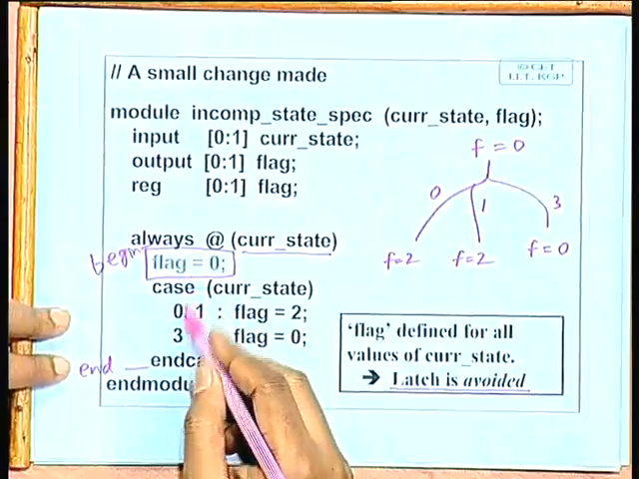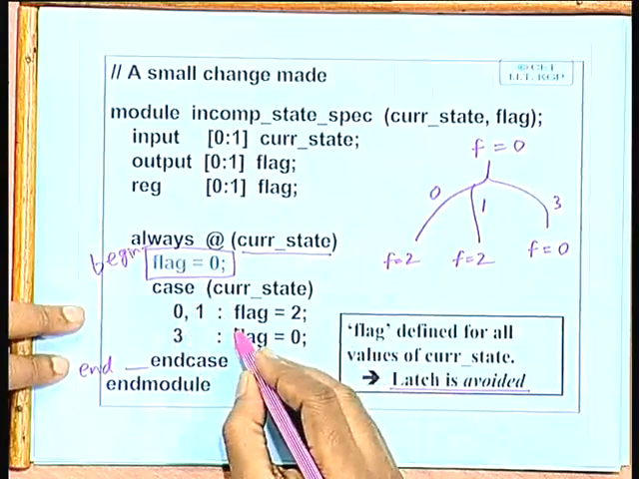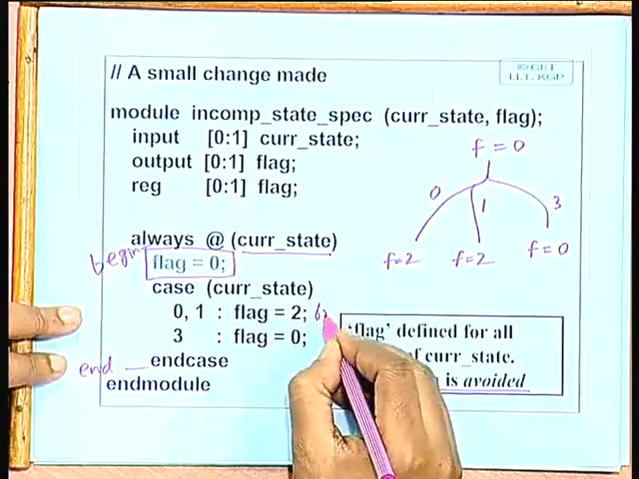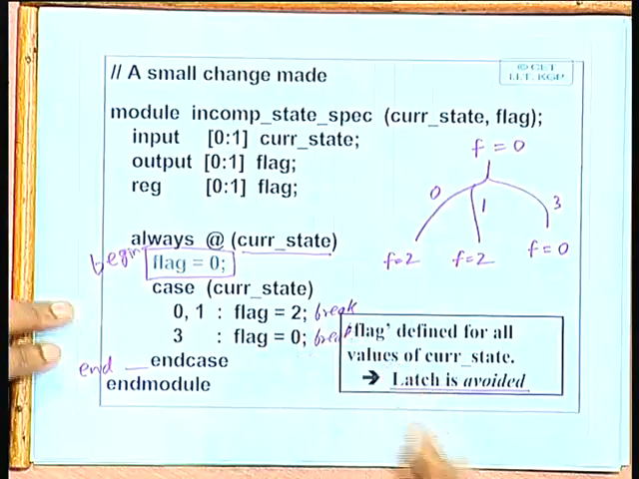Okay. Sir, the case statement has a break. Well, here I think I have not expressed the syntax in a proper way. The case statement can have a break after this, flag equal to 2, break. Yeah, you are right. There will be a break here, just like C.